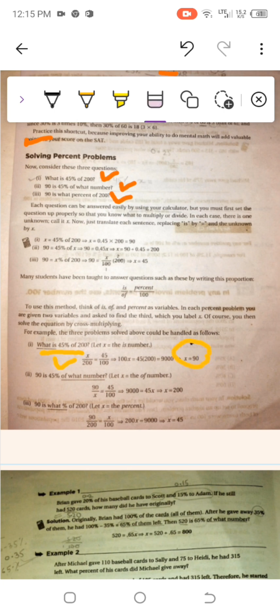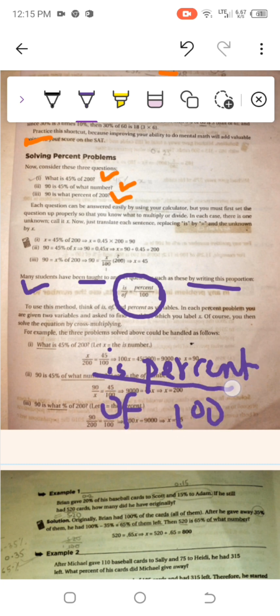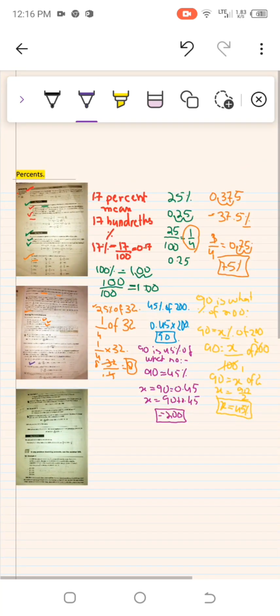Okay, so here is another question. Here you can see they have given us the method. Many students have been taught to answer questions in a way like this: x over x% of 100. If we have x%, we have to solve of, and we're given a value like of 100. So you're going to solve like this too. It is a very easy method. If you want, I'll teach you this method too. Here we have a question like this. What is 45% of 200? So we have to find 45% of 200.